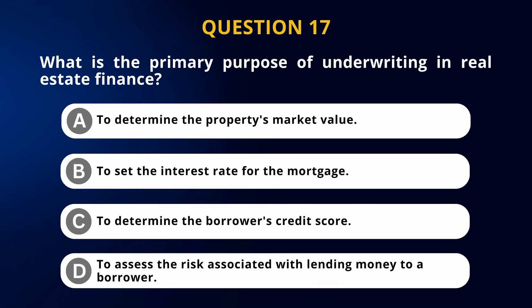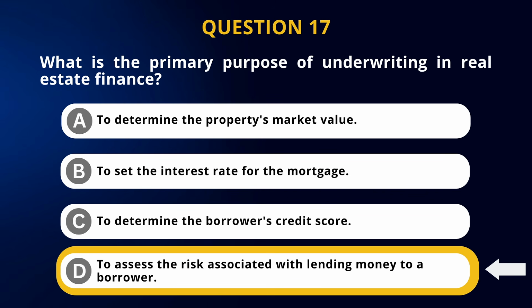Question number 17. What is the primary purpose of underwriting in real estate finance? Letter A, to determine the property's market value. Letter B, to set the interest rate for the mortgage. Letter C, to determine the borrower's credit score. Letter D, to assess the risk associated with lending money to a borrower. What is the primary purpose of underwriting in real estate finance? And the answer is Letter D, to assess the risks associated with lending money to a borrower.